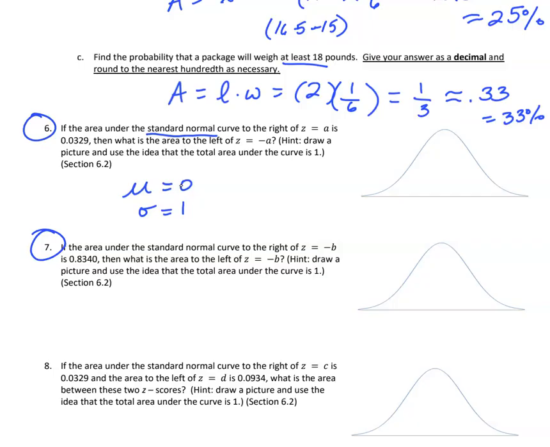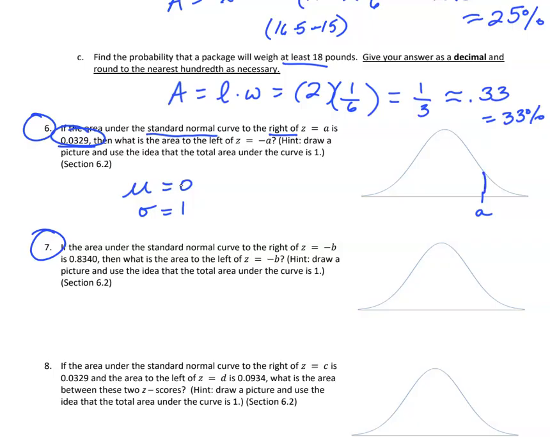Usually we use z-scores to describe the standard normal distribution. The area to the right of a is 0.0329. Okay, so what you want to think about is, where does that a have to be if the area to the right of it is 0.0329? Think of that like a percentage. That's only 3.29%. That's a very small percentage. So if the area to the right of something is only 3%, that means that A has to be somewhere over here.